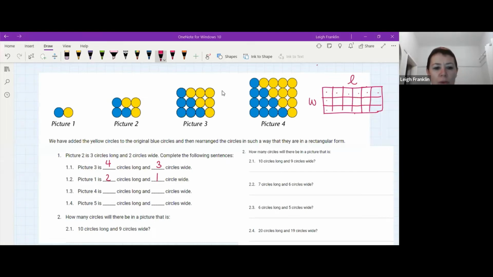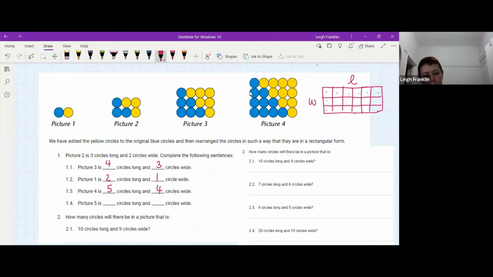Mbali, you do 1.3, please, Mbali. Picture 4 is 5 circles long and 4 circles wide. 5 circles long. Oh, that's a terrible 5. It's not that bad, ma'am. That's very kind of you to say that. And how many circles wide did you say? 4, ma'am. 4 circles wide. Oh, good. I quite agree. All right, lovely.